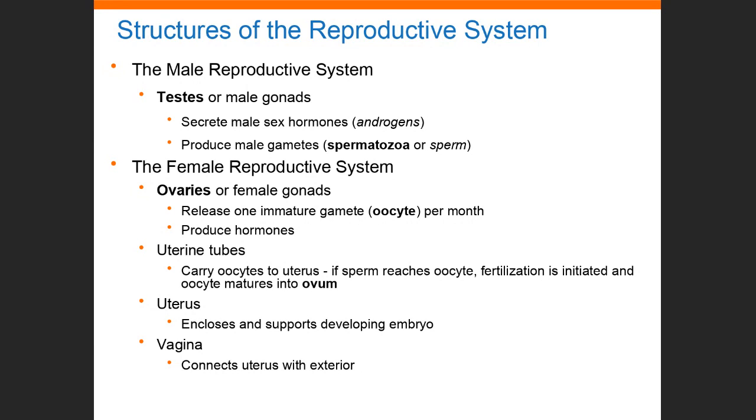In the testes, you are going to have cells that are going to go through meiosis and become sperm. You're going to have cells that are going to support and nurture and provide input and influence through cytokines and paracrine factors. Those are going to be your Sertoli or your nurse cells. So those two cells are going to live in little tubing known as your seminiferous tubes.